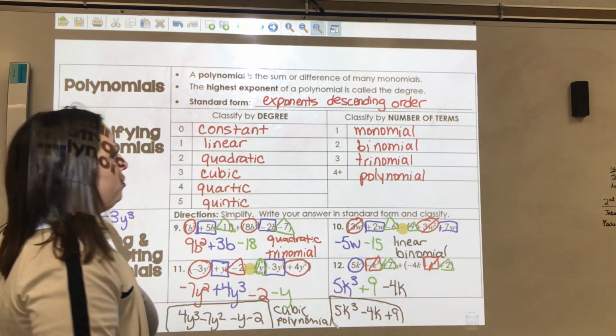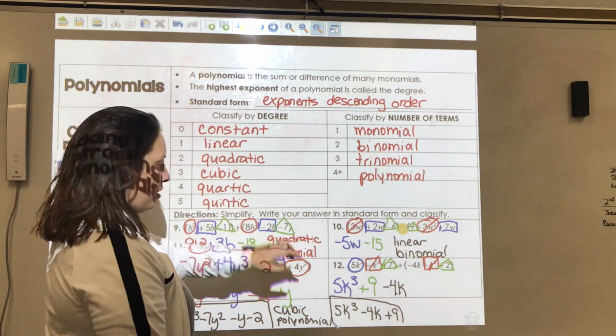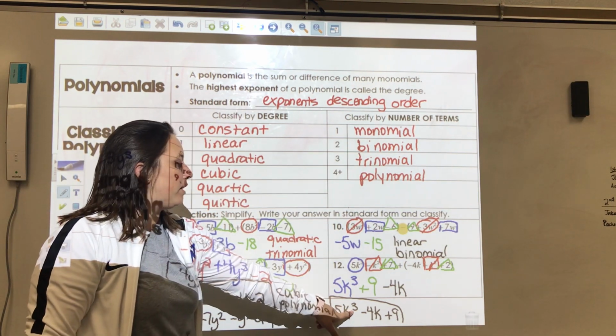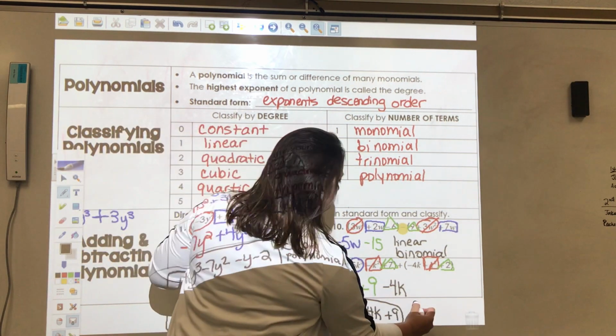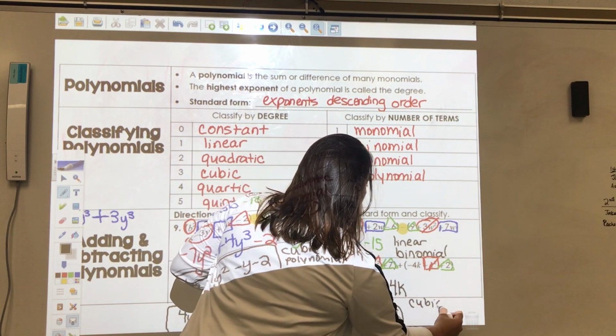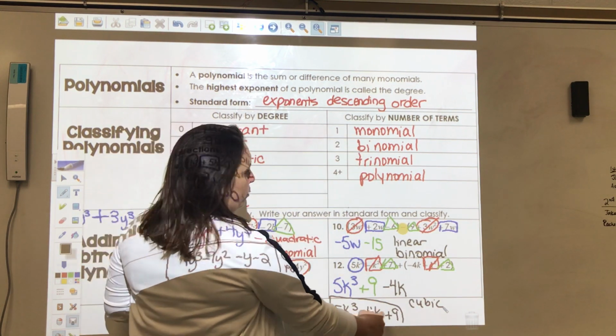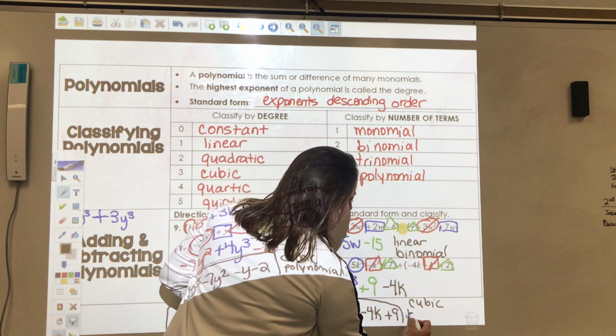And then we need to classify it. So it has a degree of 3. The highest degree is 3, so therefore it is a cubic. All right, and it has 1, 2, 3 terms, so it is a trinomial.